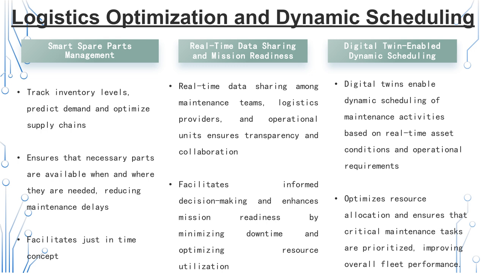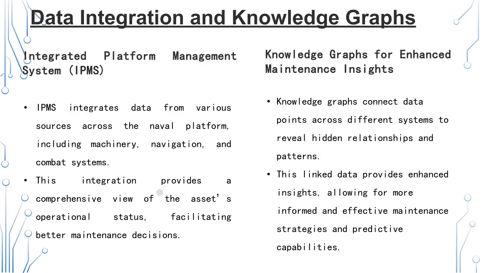Digital twins enable dynamic scheduling of maintenance activities based on real-time asset condition and operational requirements. This optimizes resource allocation and ensures that critical maintenance tasks are prioritized, improving overall fleet performance. Integrated platform management systems integrate data from various sources across the naval platform, including machinery, navigation, and combat systems. This integration provides a comprehensive view of the asset's operational status, facilitating better maintenance decisions.